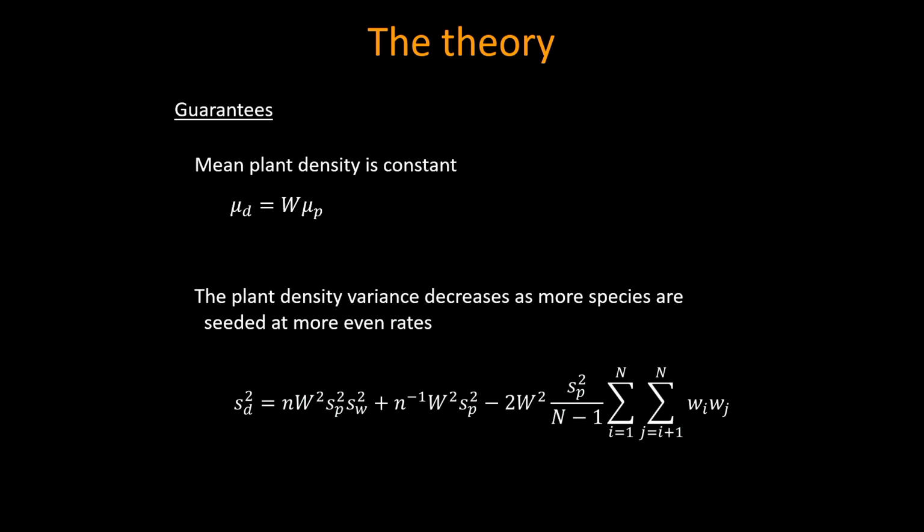This is just to show I did my math. This is what the mean density turns out to be. I said it's the same regardless of the number of species. It's the total seed rate times the survival probability. The formula for the variance of density is much more complicated. It has to do with the number of species in the catalog, that's what this N is. It has to do with the total seed rate. It has to do with the variance in the survival probabilities among the species and a bunch of other things.